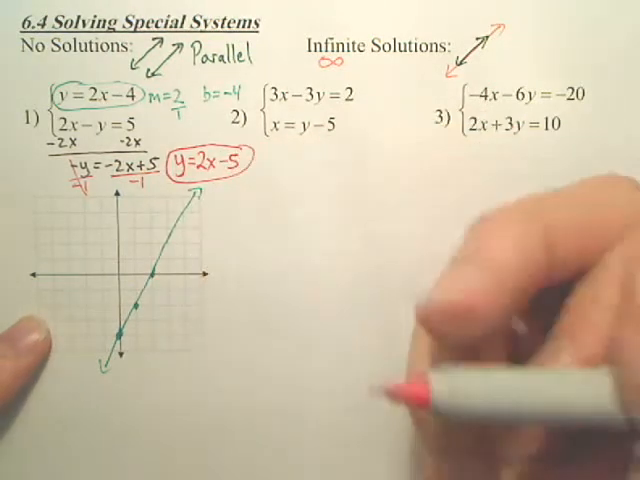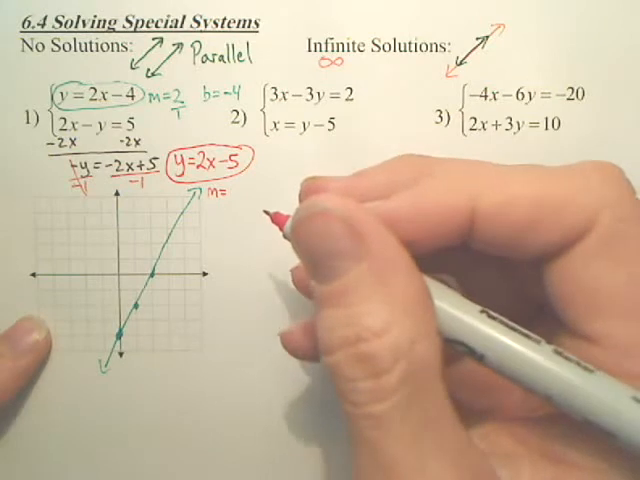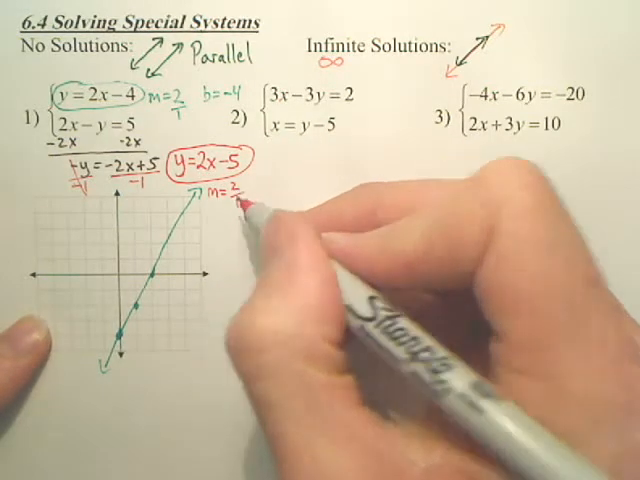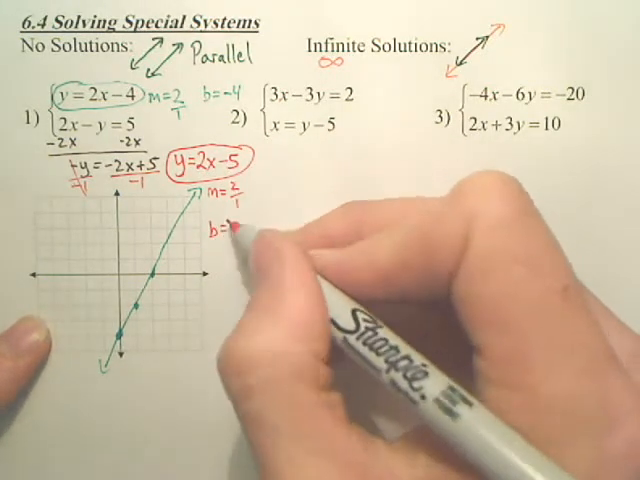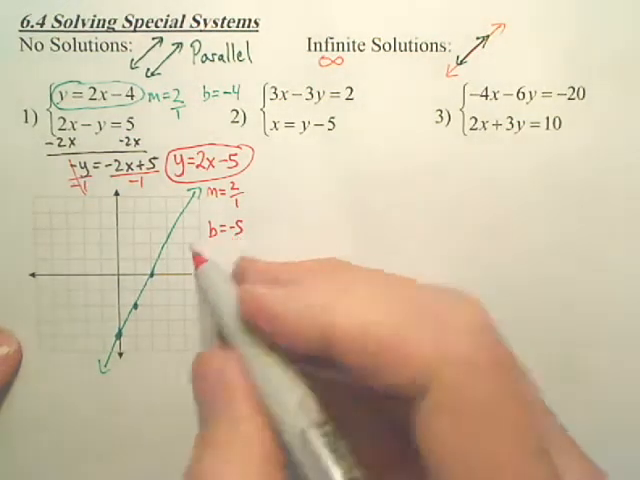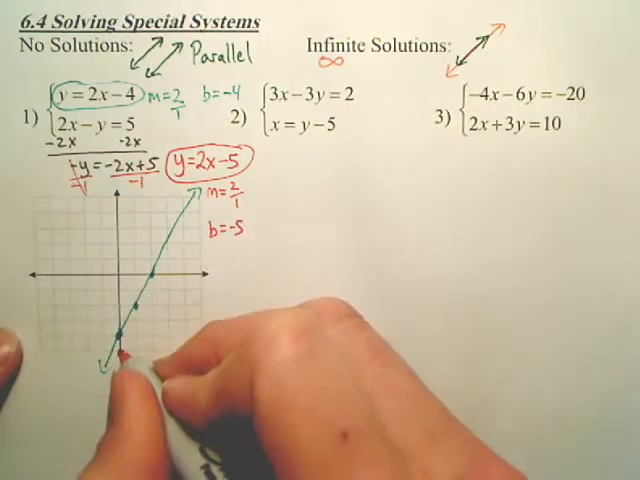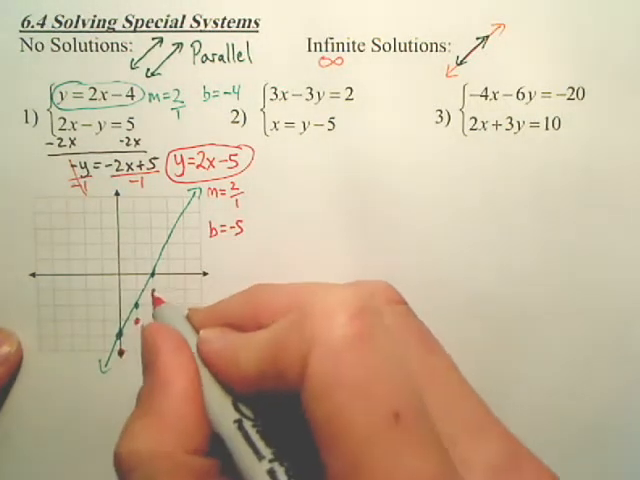Let's graph this one. What's my M? 2, or 2 over 1. And what's my B? Negative 5. So this one's going to begin at negative 5. And what's my movement? Up 2 over 1. Up 2 over 1.